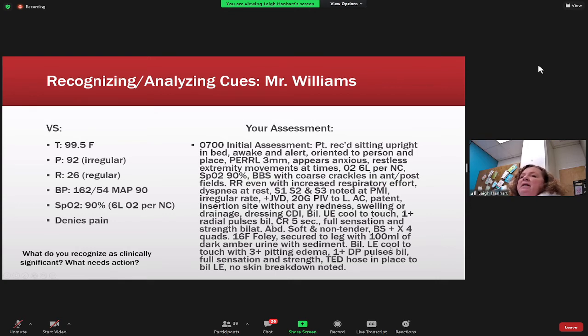Bilateral lower extremities cool to touch with 3+ pitting edema, 1+ dorsalis pedis pulses. Say that 3 times real fast, right? Bilaterally, full sensation and strength, TED hose in place to bilateral lower extremities, no skin breakdown noted. So that's your narrative assessment, okay?